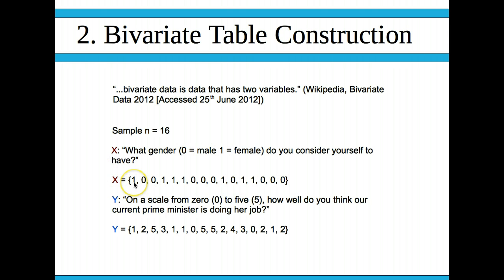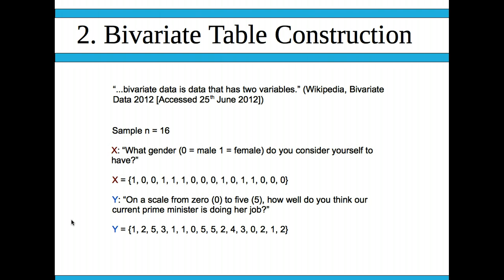So this first person here is coded as 1, so that's a female. This second person here is coded as 0, so that's a male. So it goes on male, female, female, female, male, male, male, etc. So these are our 16 respondents that have answered the survey, and they have answered this question.